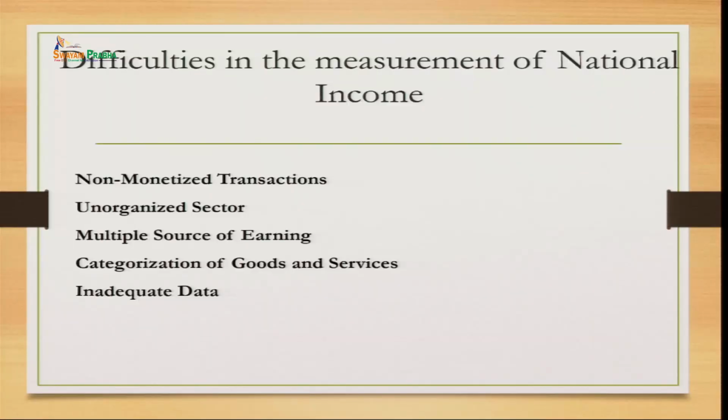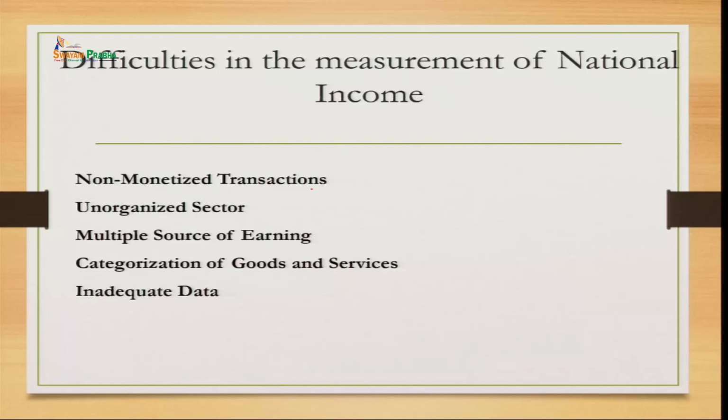And lastly, let us look at the difficulties in the measurement of national income. If we talk about what problems we face whenever we calculate national income, the first is non-monetized transactions, right. It becomes very difficult to calculate those transactions which are not done in monetary form. Like the problem we faced in the income method, people are not getting any payments for the services they render, and the goods which are produced are not sold in the market. So, these non-monetized transactions are not added to the calculation of national income.